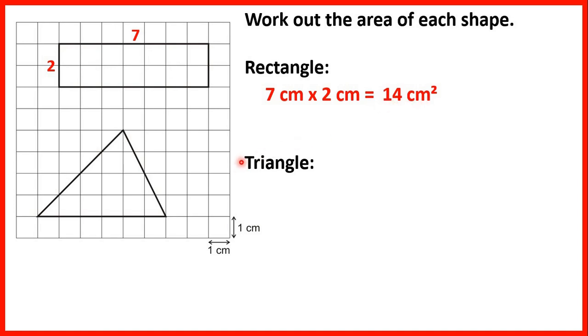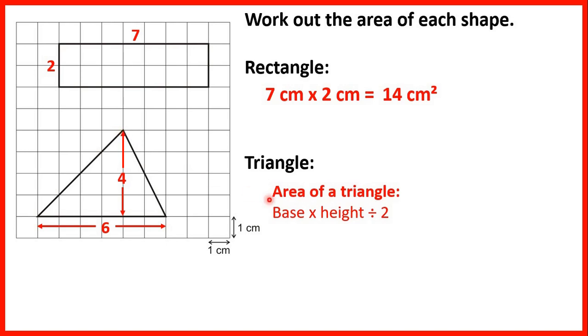And now, to find the area of the triangle, we need to know that the base has a length of 6, and the height, so the distance from bottom to top, is 4 centimetres. And to work out the area of a triangle, we multiply the base by the height and then divide by 2. So we need to work out 6 times 4, so that's 24, and then we can divide by 2 to get an area of 12 centimetres squared.